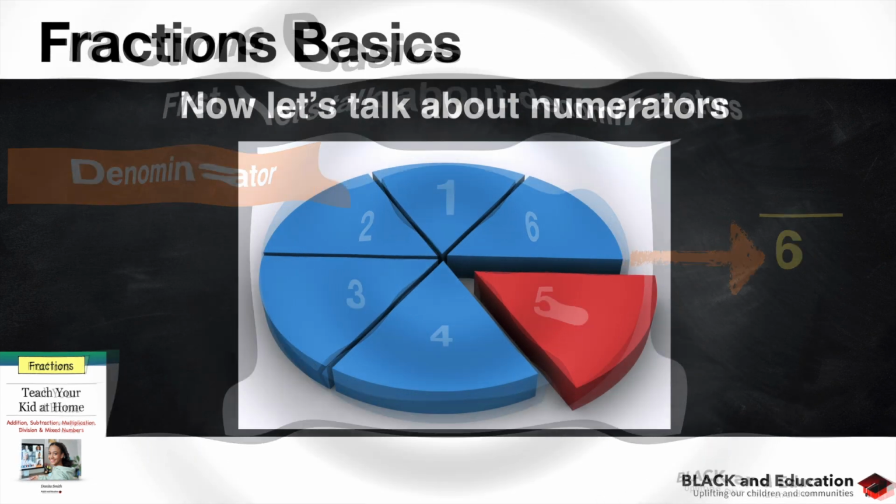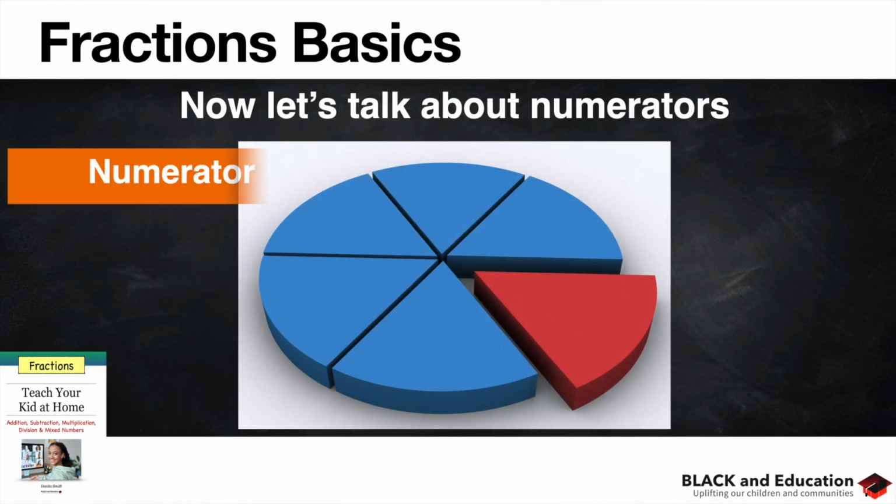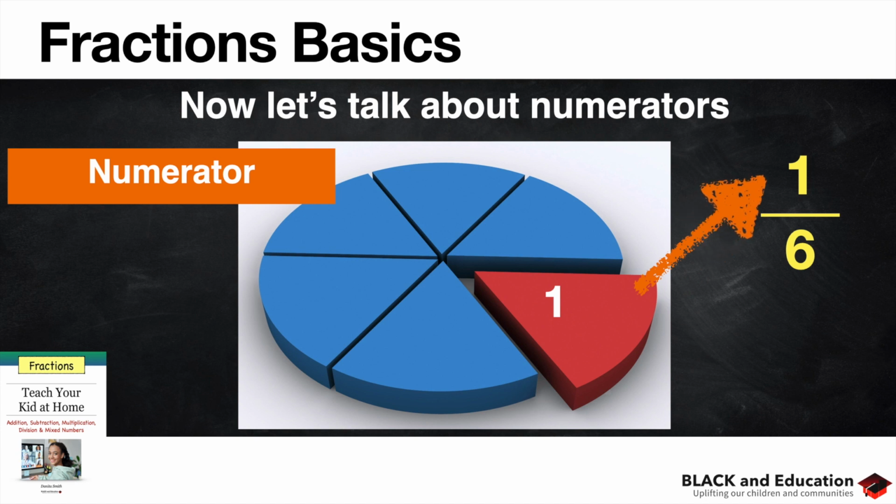Let's take a look at the numerator. The numerator is going to go on top. What are we concerned with? Right now, we're only concerned about that one red part, that one part out of the 6. So we know that the 6 is the denominator, and that one part we're concerned with is the numerator, and that goes on top. The numerator goes on top, and the denominator goes on the bottom. And we deal with 1/6. That's the fraction right there.